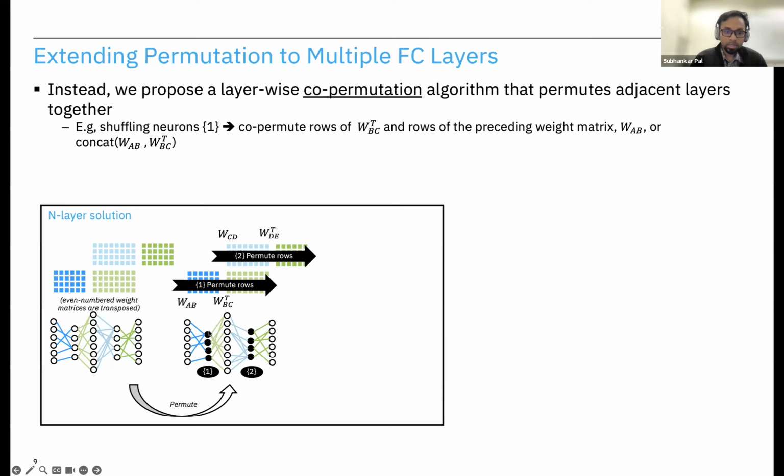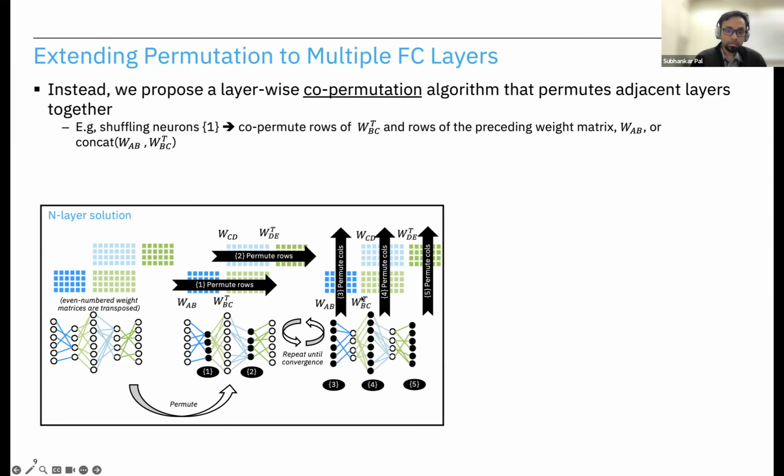What that really does, graphically speaking, is shuffle the neurons, and shuffling this set of neurons labeled 1 affects the weights on both the left and the right. So that's exactly what we are doing by permuting the rows of the adjacent layers.